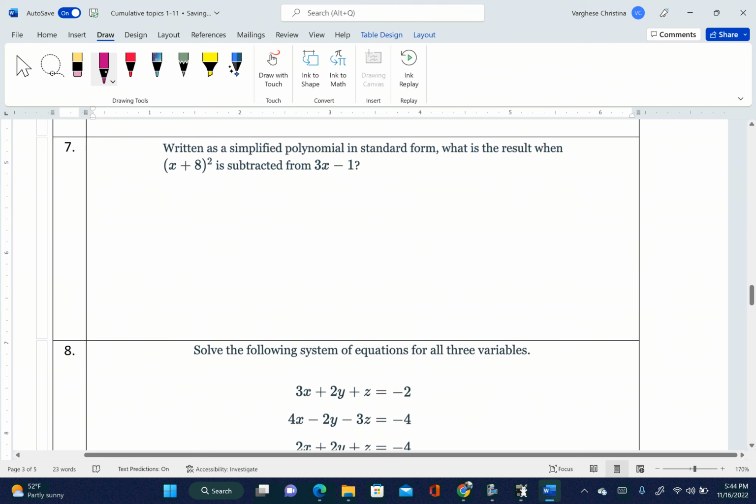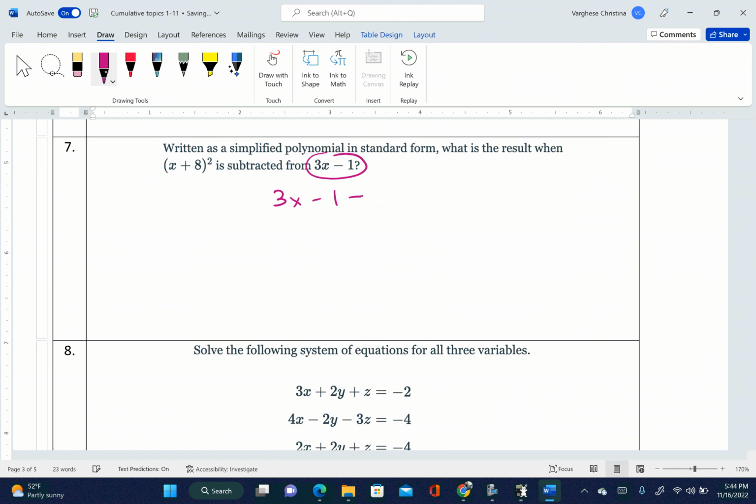So subtracted from, this one goes first, so 3x minus 1 minus, right, we have x plus 8 squared. Okay, so just like we did before, you do the box method here, so x plus 8 times x plus 8. Literally the same thing: x squared plus 16x plus 64. You put the minus sign, bring everything down, 3x minus.